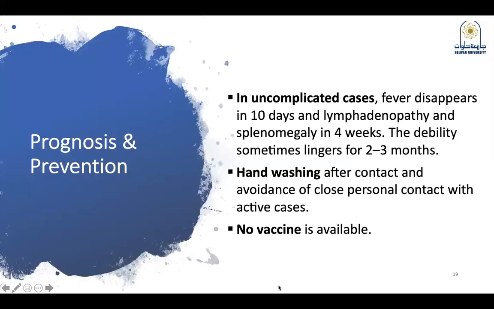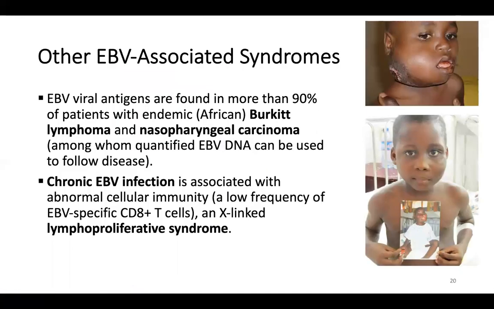The prevention and the prognosis. In uncomplicated cases, fever disappears in 10 days and lymphadenopathy and splenomegaly will disappear in 4 weeks. But the fatigue could stay for a longer duration, 2 to 3 months. Hand washing after contact and avoidance of close personal contact with active cases help, and there is no available vaccine to prevent Epstein-Barr virus infection.